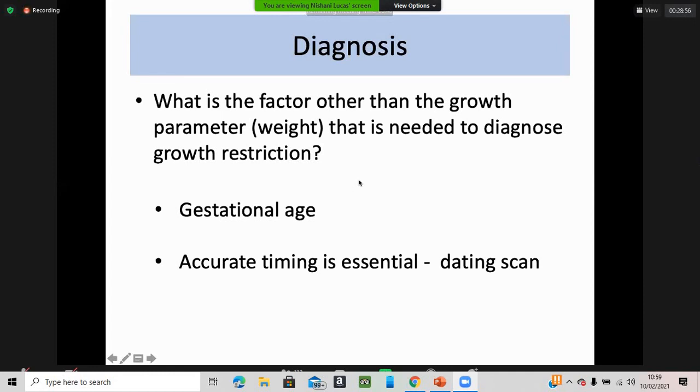Right. So other than the growth factor, what we need is the gestational age. And how do we get the gestational age? It's because every woman should have a dating scan between 8 and 13 weeks. And with this, accurate timing will be obtained.